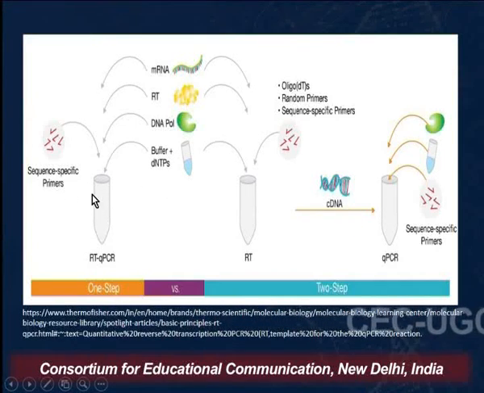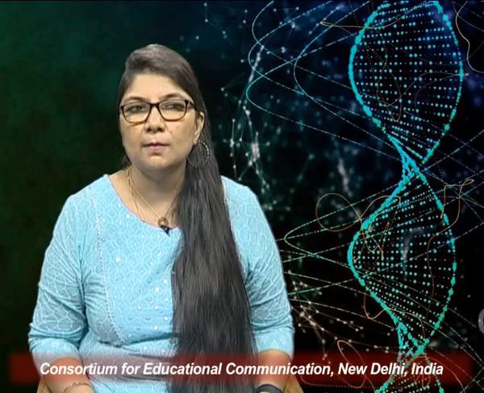In the single step or one-step method, you add the reverse transcriptase and the oligo primers. You can check the reverse transcriptase PCR mechanism in our previous session, and you can put it all in one tube and do it simultaneously, or you can do it step by step, where first the RNA is converted into the cDNA and then the quantitative PCR primers are added for quantifying this PCR product. So one step or two step methods can be used.